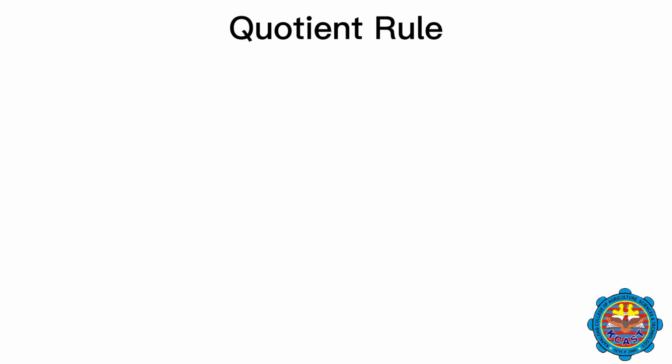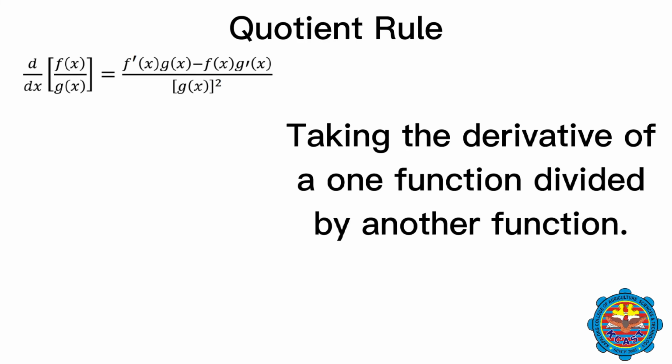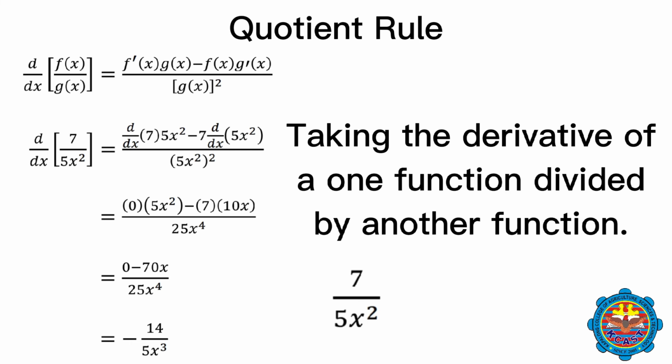Quotient rule. It is expressed using this formula and is used when taking the derivative of one function divided by another function, like this. From our given, our numerator f of x is 7 and the denominator g of x is 5x to the power of 2. Then substitute each side using our formula as a guide.